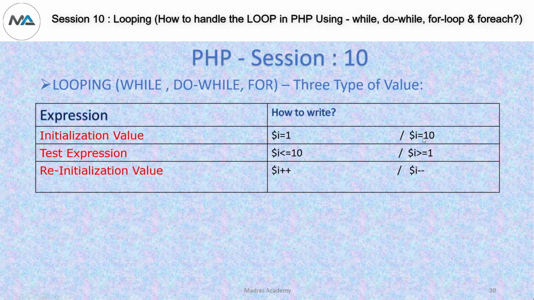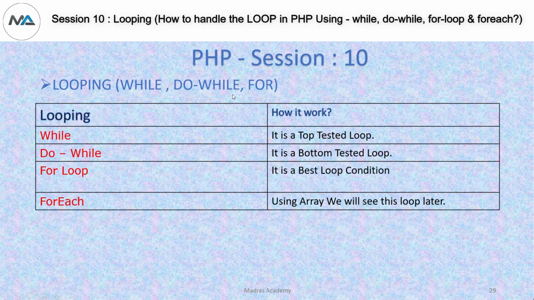And in another way, I can give the initial value $i equal to 10. If the $i value is less than or equal to 1 and the condition becomes false, till that I need to decrement the value. Like this way, in reverse, we can also write it. So in the while loop, do while and for loop, all three loops have three types of values: initial value, test expression, and reinitialization. We will see how to use these values in all three loops.